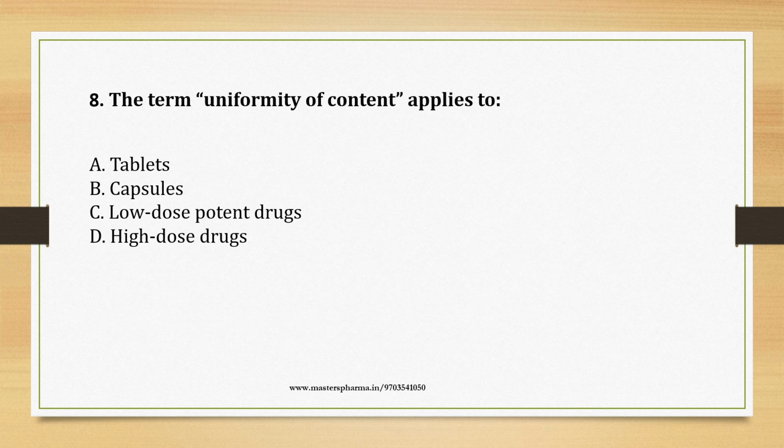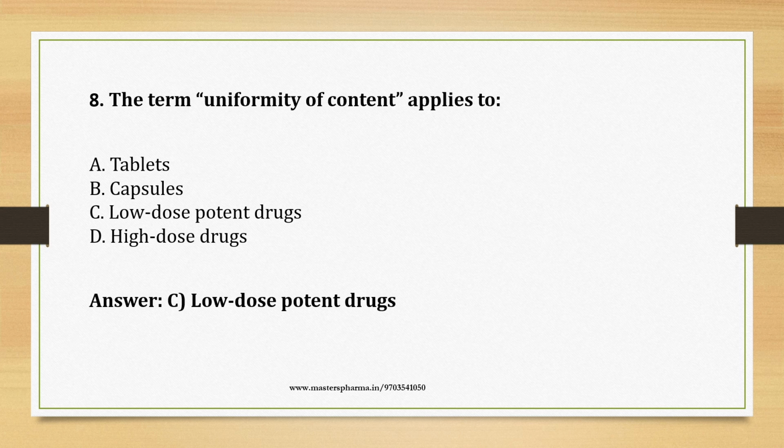The next question. The term uniformity of content applies to tablets, capsules, low dose potent drugs, or high dose drugs. The correct option is low dose potent drugs. Uniformity of content is a critical quality control test required by pharmacopoeias for low dose potent drug products. The test ensures that each individual dose unit contains the correct amount of active drug within a narrow range.